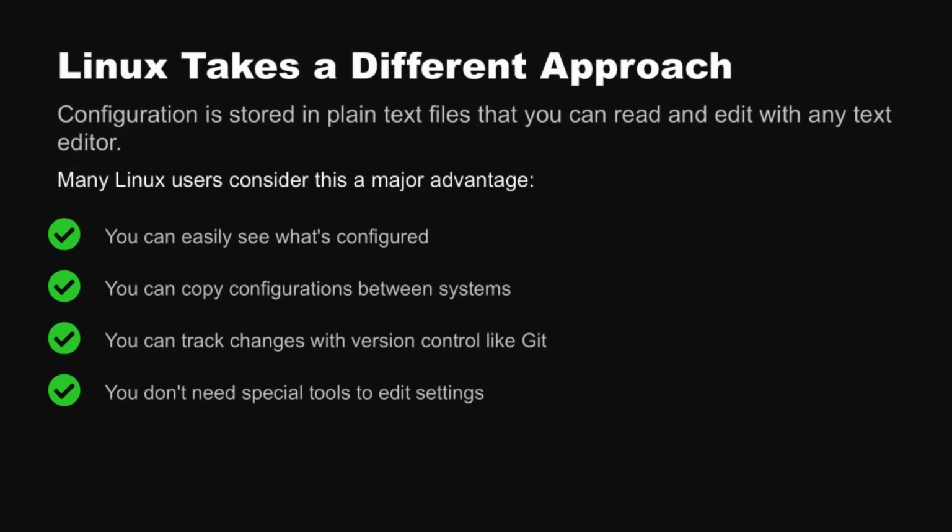But Linux takes a different approach. Configuration is stored in plain text files that you can read and edit with any text editor. Many Linux users consider this a major advantage because you can easily see what's configured. You can copy configurations between systems, you can track changes with version control like Git, and you don't need special tools to edit the settings.